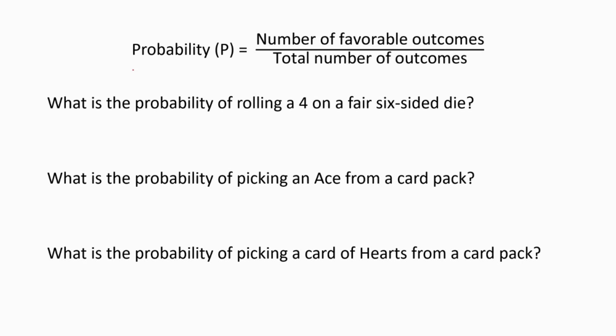This is the formula to calculate the probability. Probability equals the number of favorable outcomes divided by the total number of outcomes. What is the probability of rolling a 4 on a fair six-sided die? You know a die. It is a cube which has numbers on each side. So this cube has six sides: 1, 2, 3, 4, 5, 6.